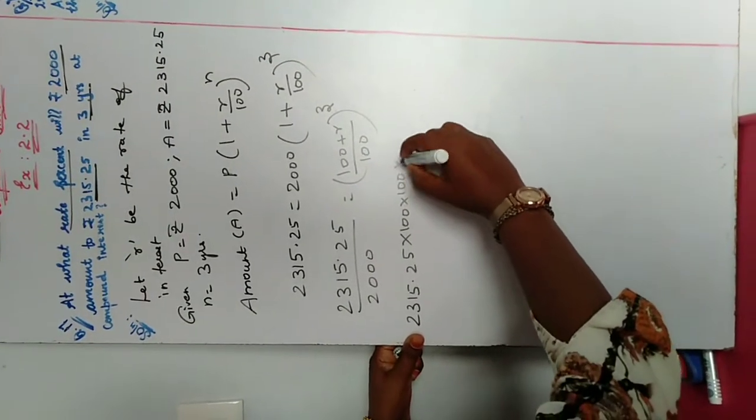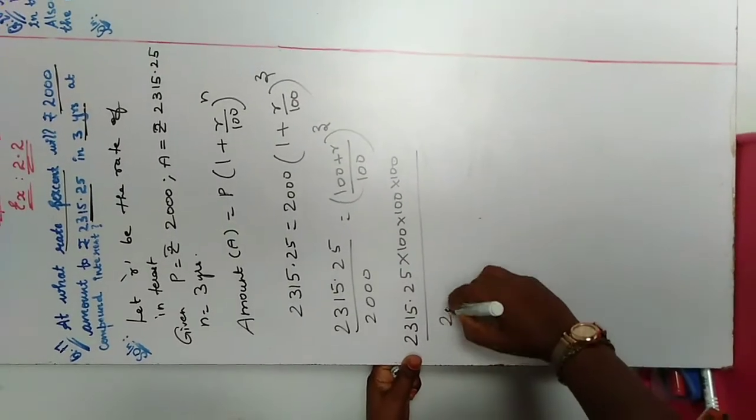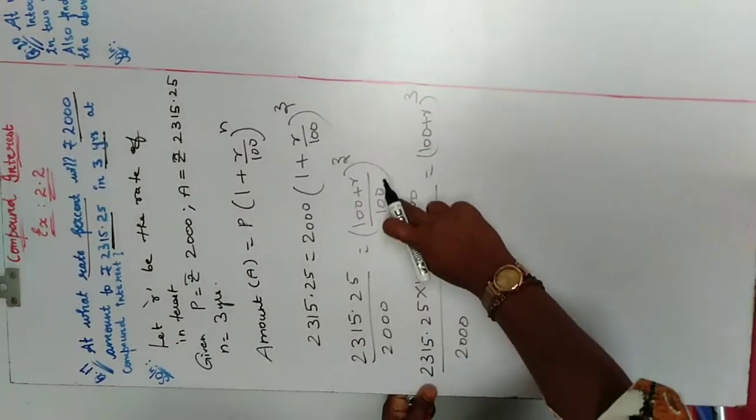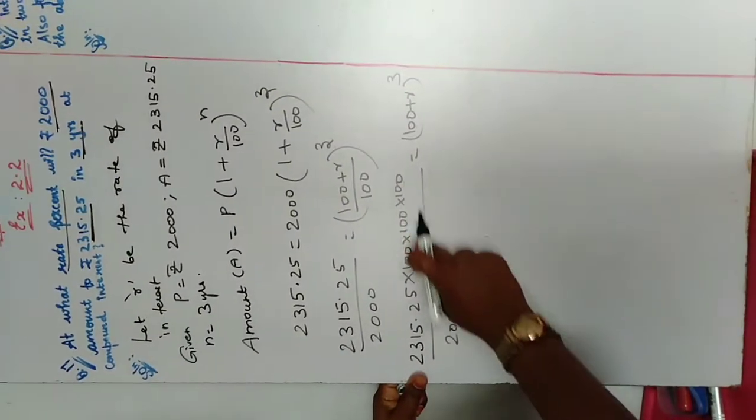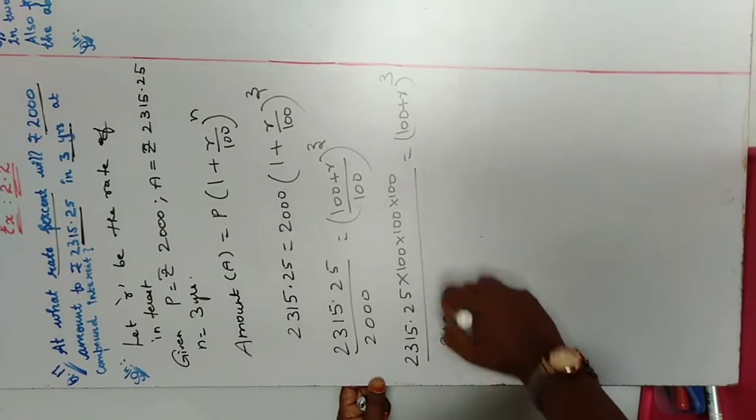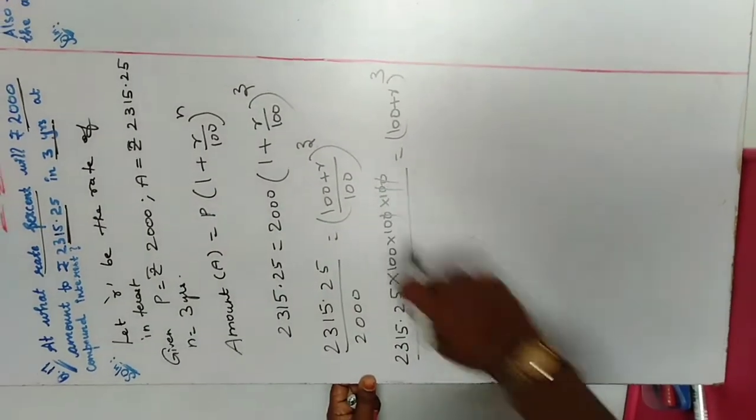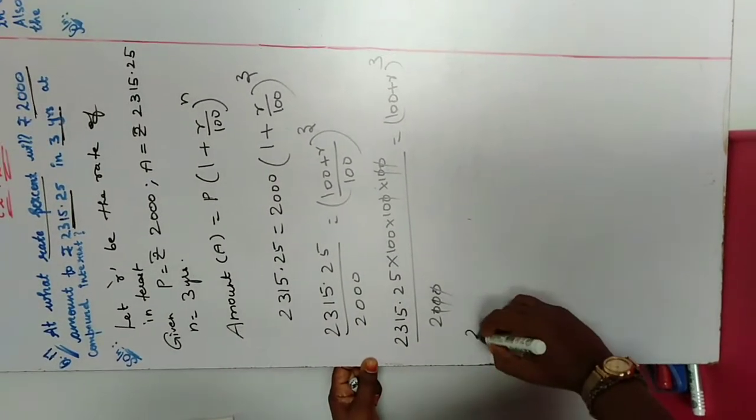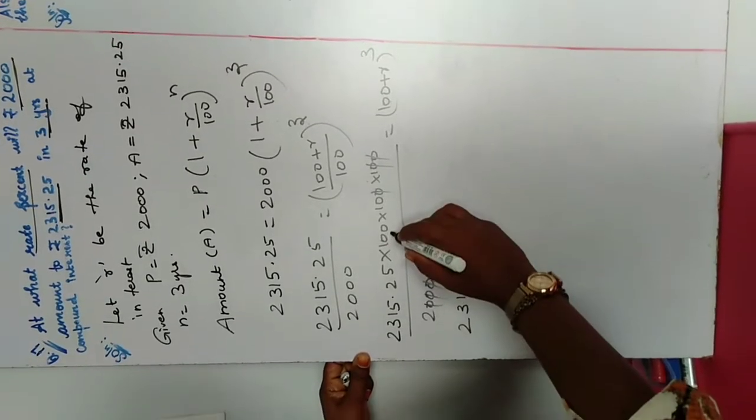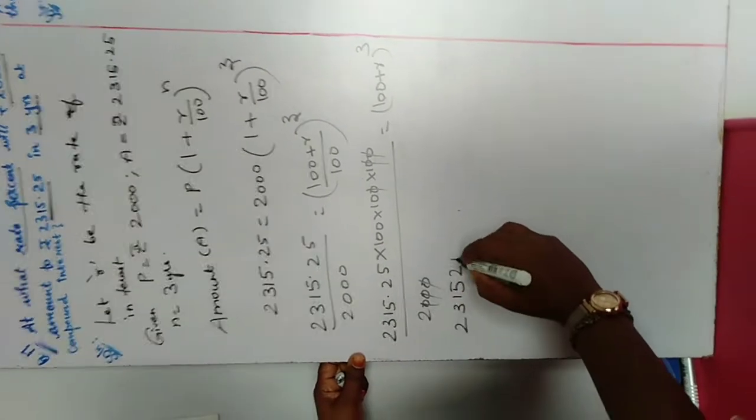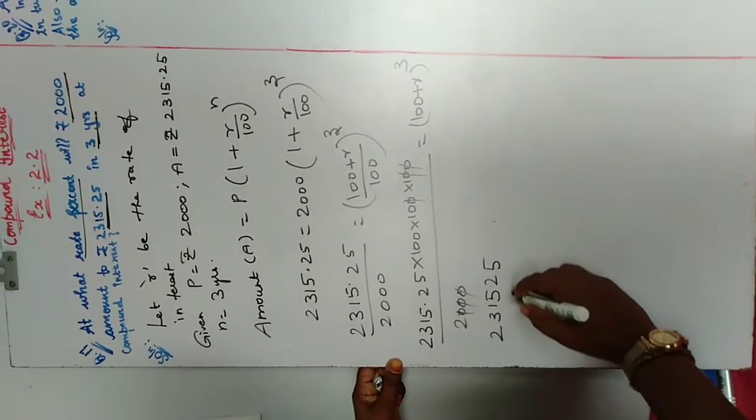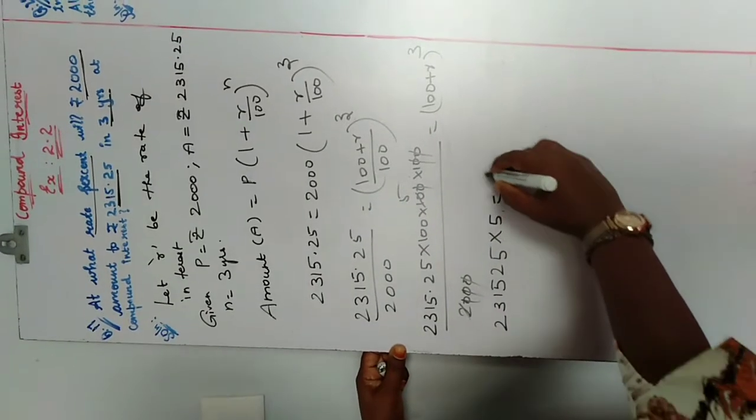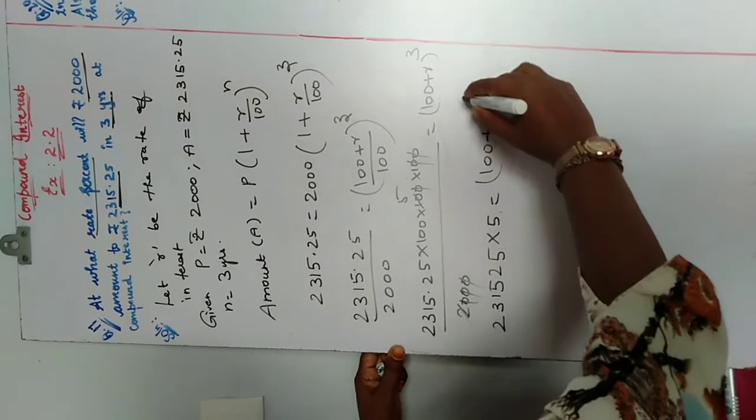that is 100 cube, right? 100 into 100 into 100 divided by 2000 equals (100 plus R) the whole cube, because this denominator 100 cube comes to this side, the numerator part. So next, we are going to do the calculation part, which is cancelling these 3 zeros. Then multiplying this with this one, we will be getting 2315. If you multiply with the 100, you will be getting a rounded value. This is 5 times, right? Into 5, which is equal to (100 plus R) the whole power 3.